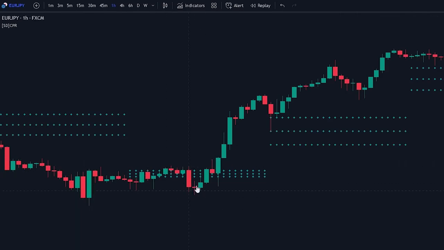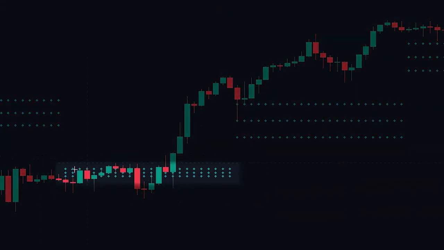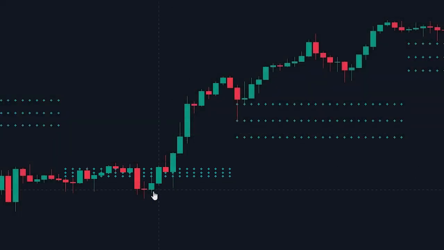It is important to not base your entries on a narrow CPR, since there is a high chance that the price breaks through the zone. A narrow CPR can also indicate that the market is entering a trending phase.